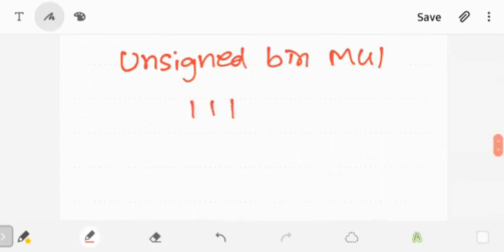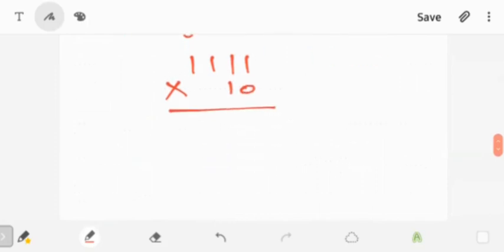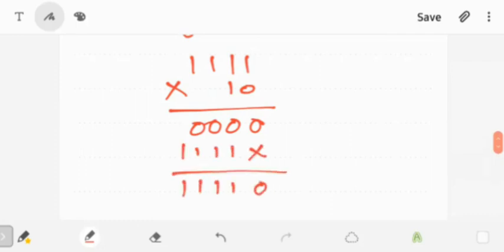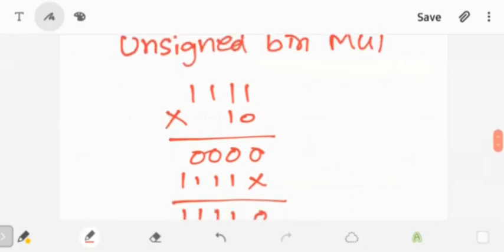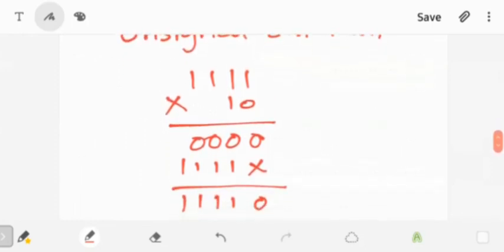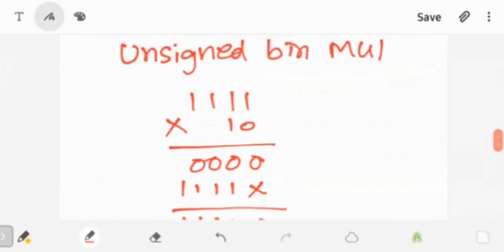Let's say 1111, and I would like to multiply it with 10. What you were doing: 0000 and this will be 1111, right? You were adding it, so you were getting the answer. This was unsigned binary multiplication. Now in case of signed binary multiplication, what will be the change? Let's see. This was an example of unsigned binary multiplication which we have already done. I have multiplied a 4-bit number with a 2-bit number and we got some answer. So let's try signed binary multiplication.